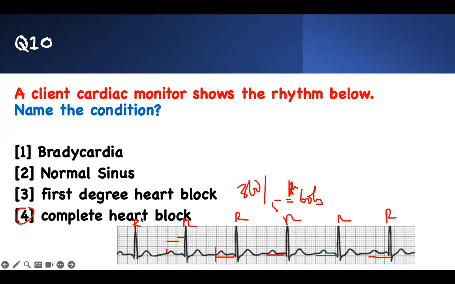So it's gone, right? I know the PR interval is longer than what I expect. Therefore, it cannot be normal sinus. I know it's bradycardia, but the PR interval is longer. Therefore, this cannot be that either. You see what is left? First degree heart block. Test taking skills, and you'll be able to pick an answer easily.